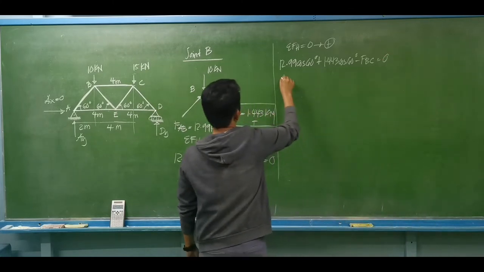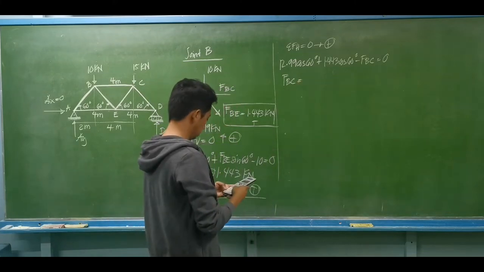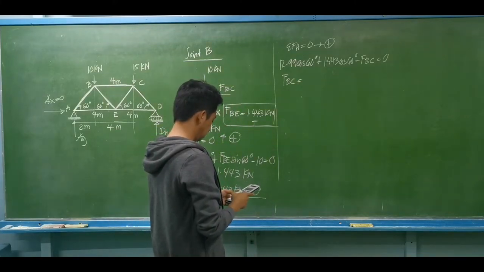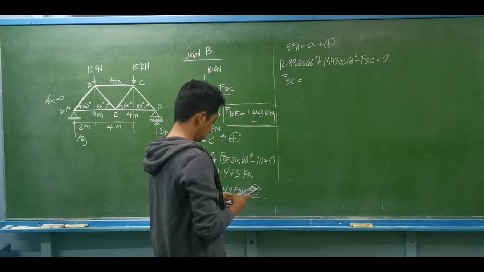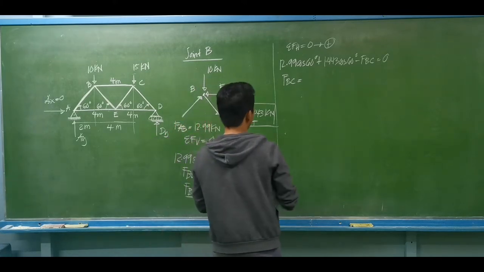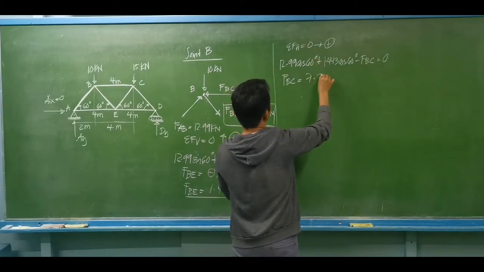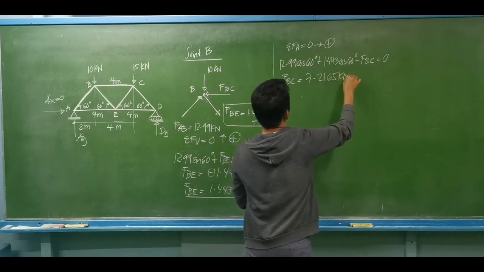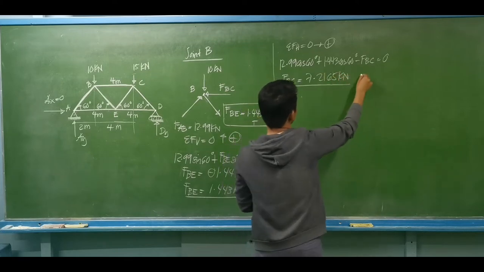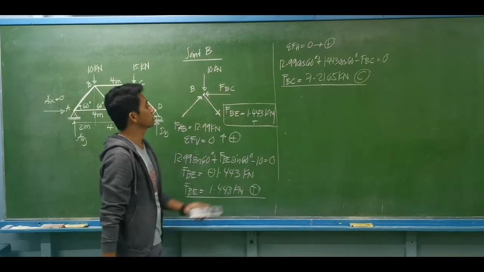Okay, so we'll be having the axial force for member BC is equal to 7.2165 kilonewtons. And this is positive, correct assumption. It should be under compression.